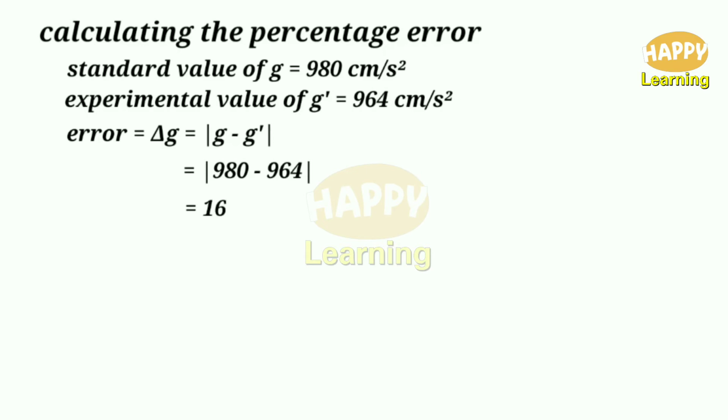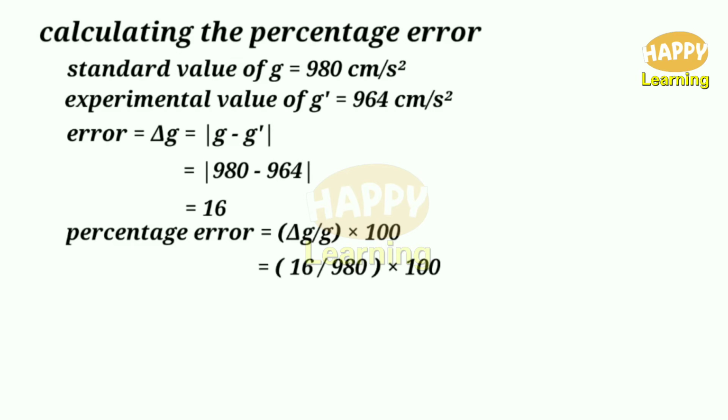Now percentage error is equal to delta g by g, that is error by actual value into 100. That is equal to 16 by 980 into 100. That is equal to 1.6%.